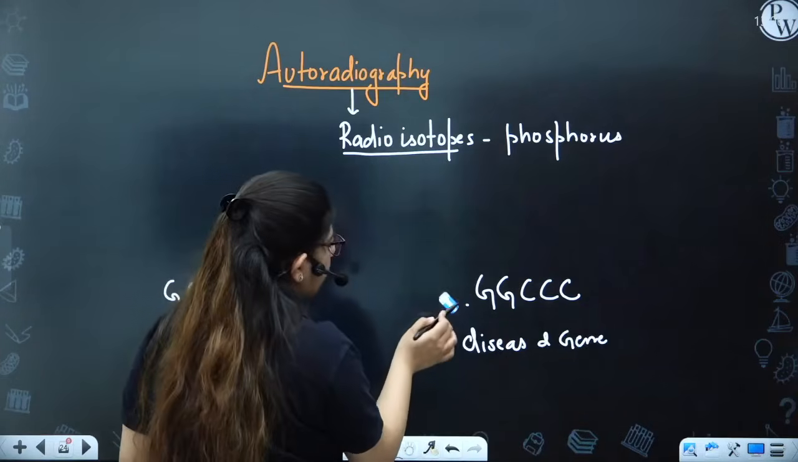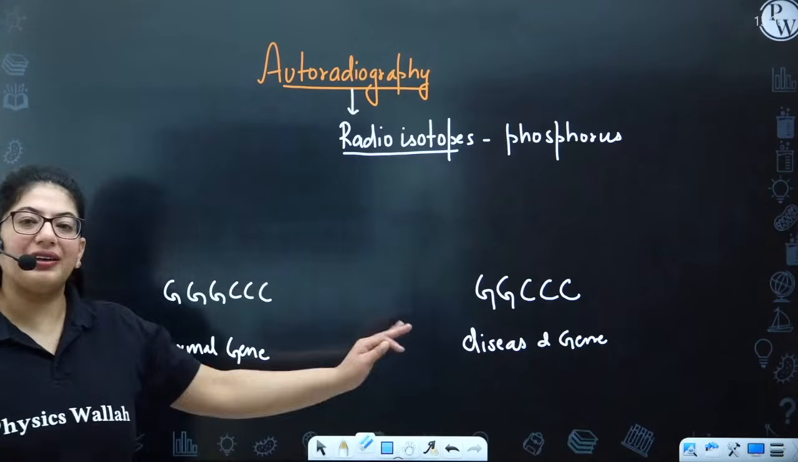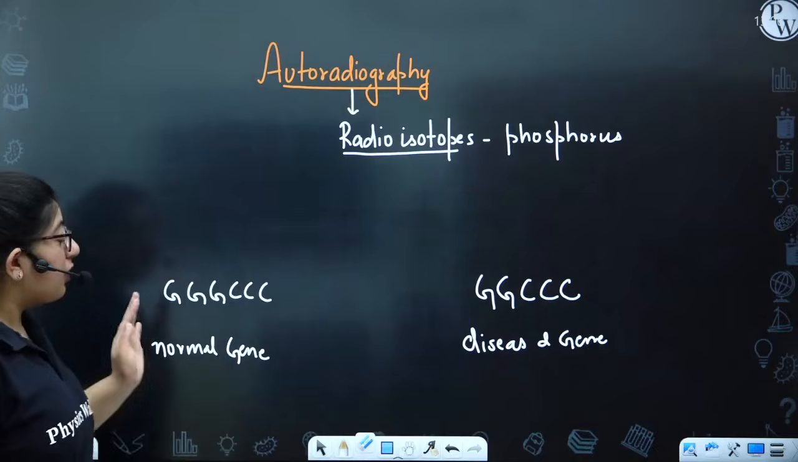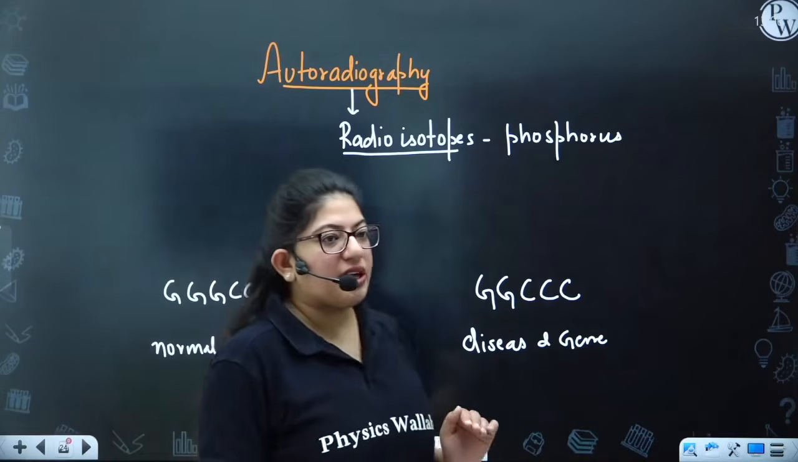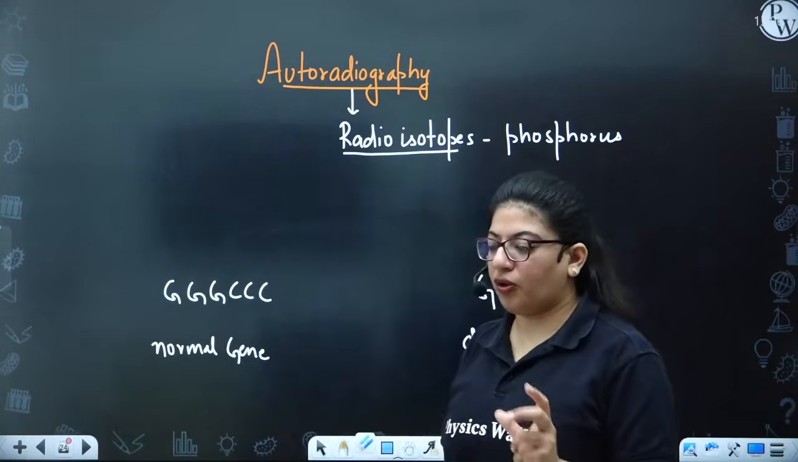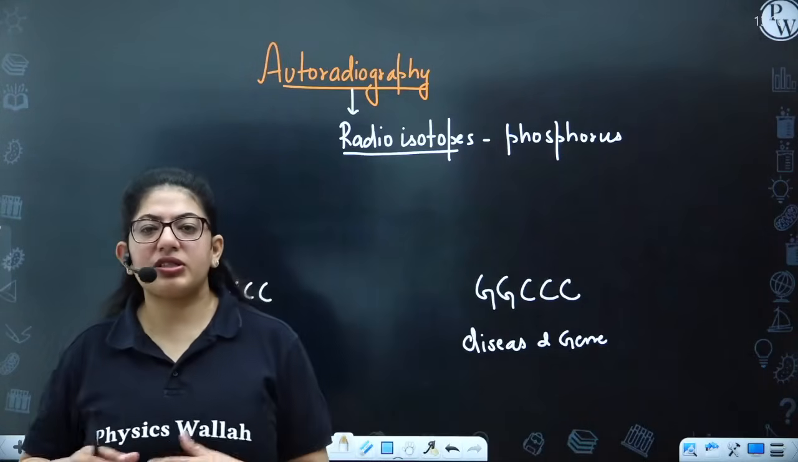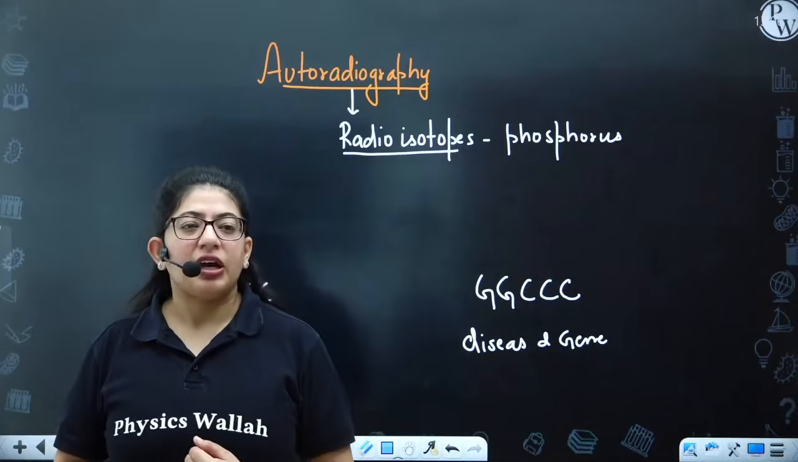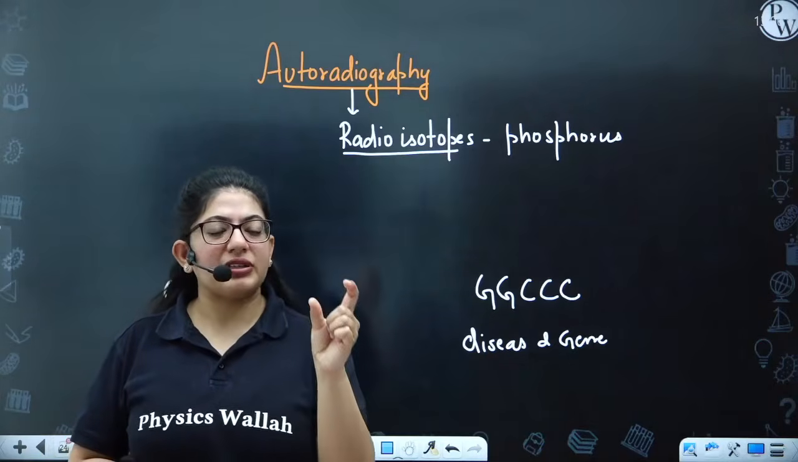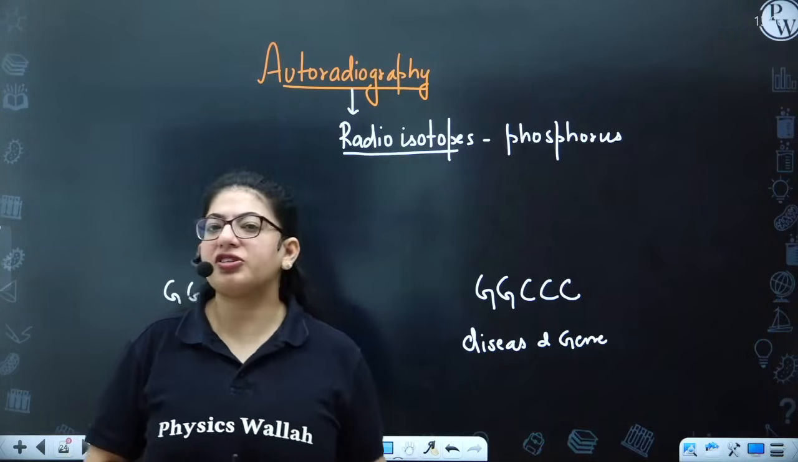This is a diseased gene and one nucleotide has been deleted during mutation. Okay, so I have to check whether a person is having the genetic mutation or not. A person came to a doctor and told about the symptoms the person is facing. Now the doctor will see by all these symptoms that maybe the person is having that genetic disorder.